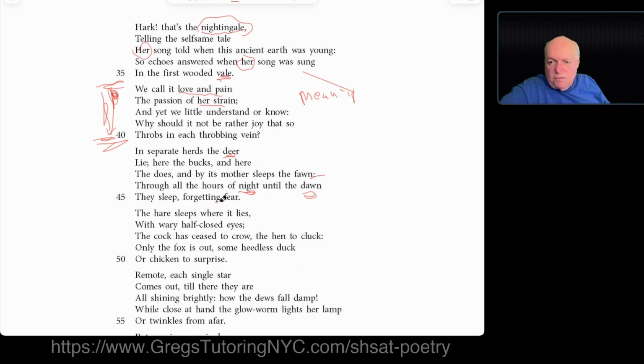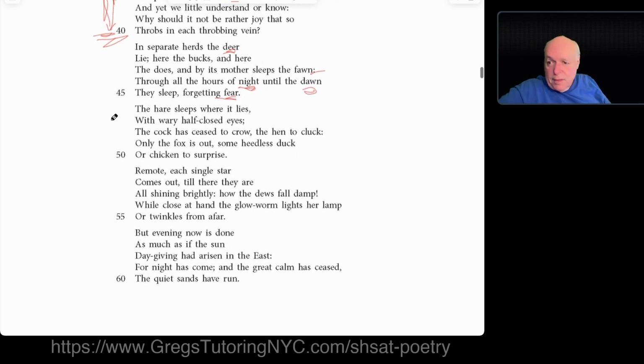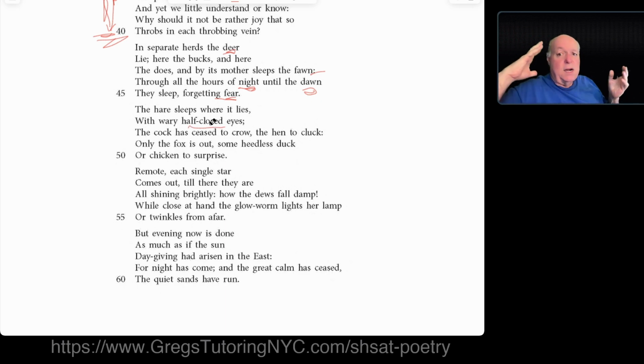They sleep forgetting fear. So they're hidden in the forest somewhere. They're comfortable. They can sleep without fear of a bear or something like that. All right. The hare sleeps where it lies, with wary half closed eyes. So the hare is asleep, but it's kind of semi-conscious, trying to keep aware of what's going on. The cock has ceased to crow, the hen to cluck, so the chickens and the roosters and all that have gone to sleep as well.